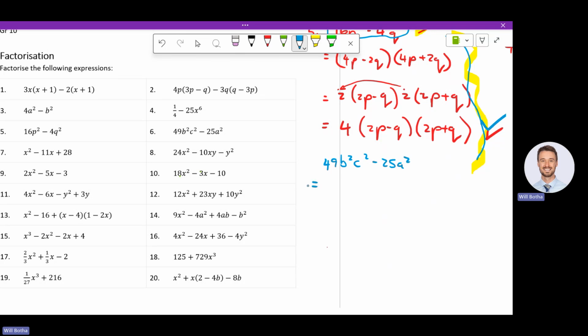All right. Number 6 looks like this. This is definitely the difference of 2 squares. But to start with, do you see any common factors? No. I do not either. So then I can just do 7bc plus 5a and 7bc minus 5a. That was nice and easy. Number 6. So number 7 would then look like this.